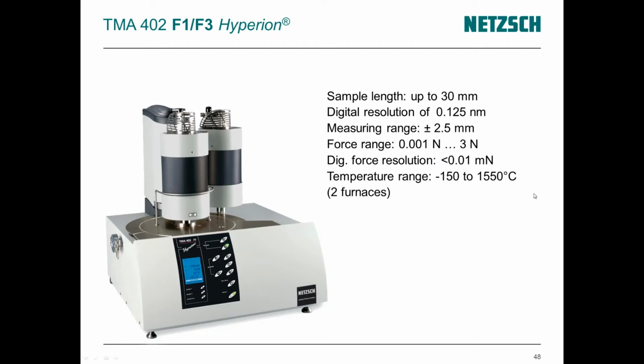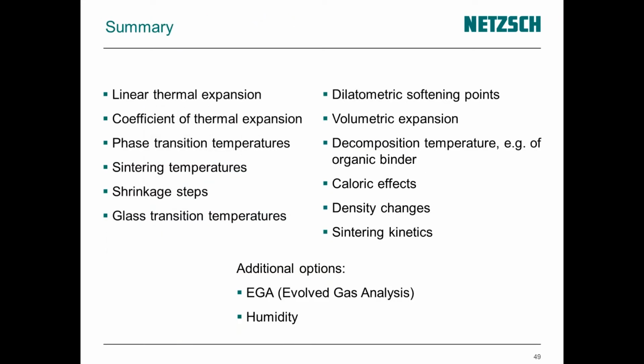So as a short summary, you see again the slide which we have seen now several times during this talk. So what can we do with a dilatometer or a TMA? So we can first of all measure the linear thermal expansion. But in addition, we get information about phase transition temperatures, sintering temperatures, or for example also caloric effects, density changes, or using additional options like shown before. You can also, for example, study the expansion of materials at different relative humidity.